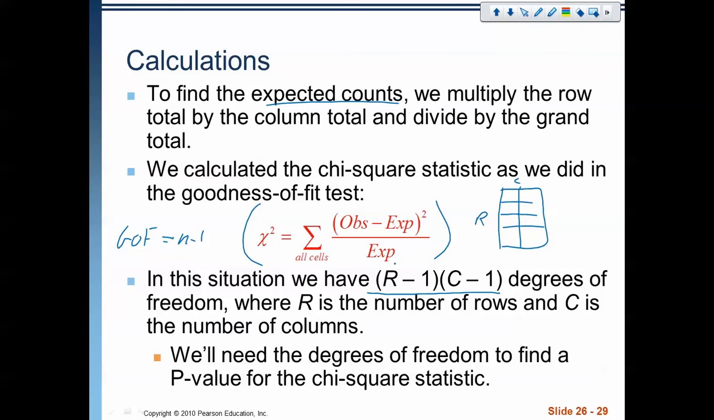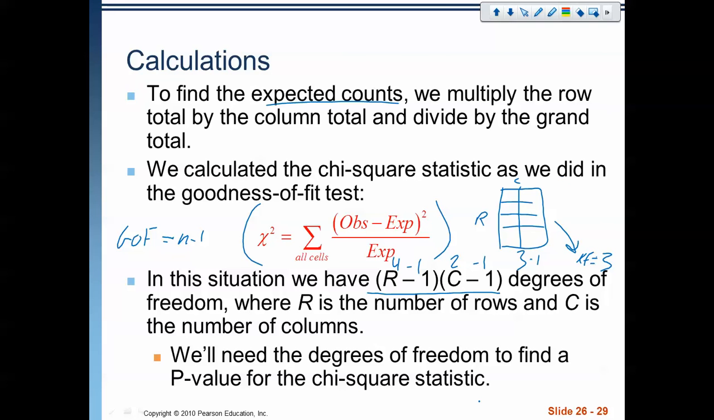So this would be 4 minus 1 times 2 minus 1, which is 3 times 1. So the degrees of freedom would be 3 for this particular example. We take the rows minus 1 times the columns minus 1, and that tells us our degrees of freedom. We do need the degrees of freedom to find our p-value and for the Chi-Square statistic, but again, we're going to be calculating those using technology, so how we use it is the same.